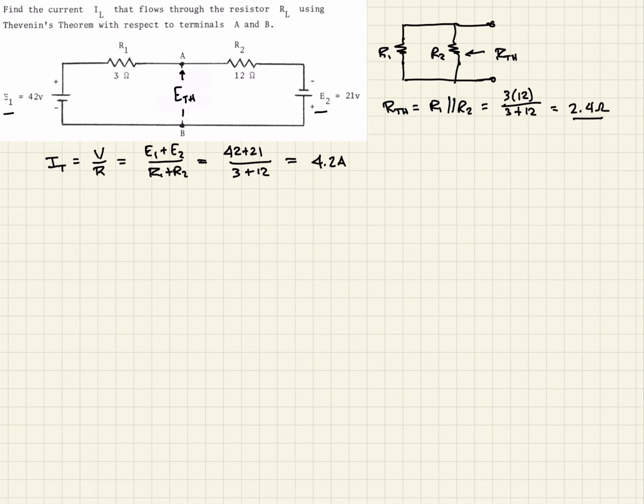Let me highlight what we're going to do here. We're going to do this loop here. And remember, any loop we pick, the voltage around that loop should be equal to 0, because energy has to be conserved. So that being the case, the voltage E_TH has to equal whatever the voltage drop is across the rest of the circuit. So as we come around this circuit, the first component we see, of course, is our E_TH.